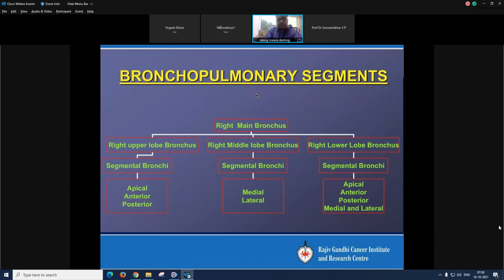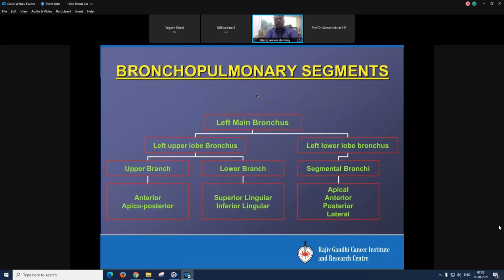So on the right side, the right main bronchus divides into the right upper lobe, middle lobe, and lower lobe bronchus. The upper lobe is again segmentally divided into apical, anterior, and posterior. We call them segment 1, segment 2, segment 3, or S1, S2, S3. The right middle lobe is divided into lateral and medial, numbered S4 and S5. The lower lobe bronchus is divided into 5 segments: apical, anterior, posterior, medial, and lateral, that is S6, 7, 8, 9, 10. So we've got 3 segments in the right upper, 2 in the middle, and 5 in the lower on the right side.